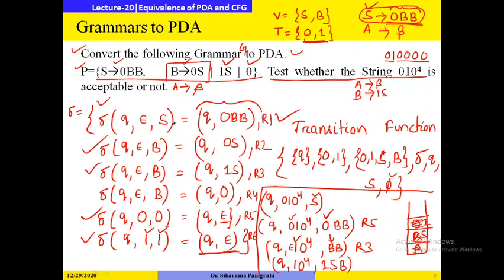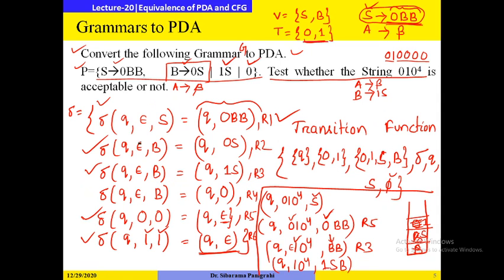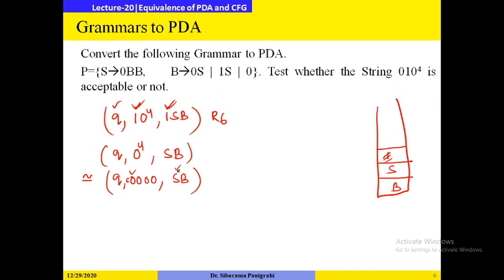Q epsilon S. Here, before it we have epsilon and here we have S. So Q epsilon S means we can replace S with 0BB. So I will write Q, 0, 0, 0, 0, and in place of this S, I will write 0BB.